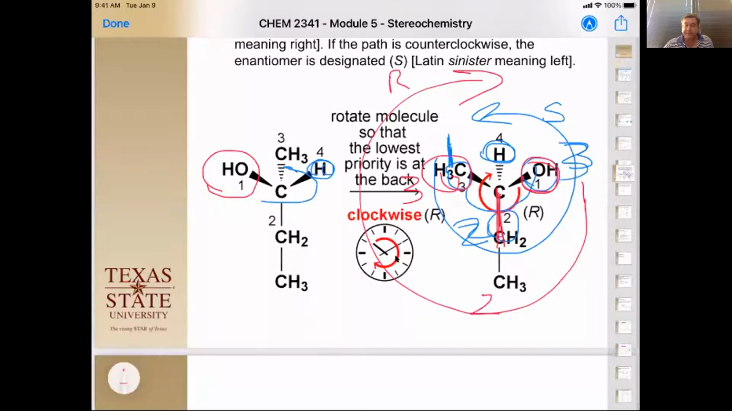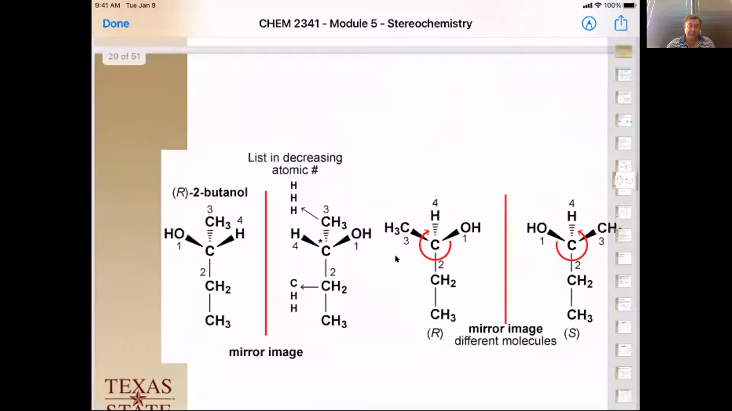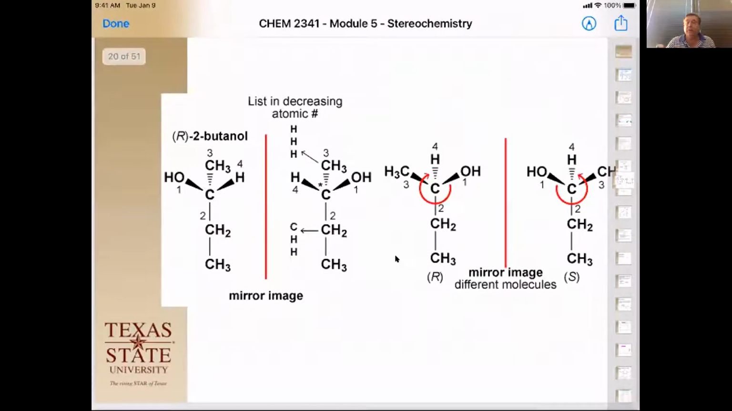Okay. So let's try another one here. In this case, we've identified that particular isomer of the butanol as the R isomer, because when we rotated this around, we had our clockwise rotation. Now, let's draw the mirror image of it and then see if it changed. It should be the opposite of the R isomer because it's the mirror image. We should be able to assign it as S. But let's see how we're going to do that first.